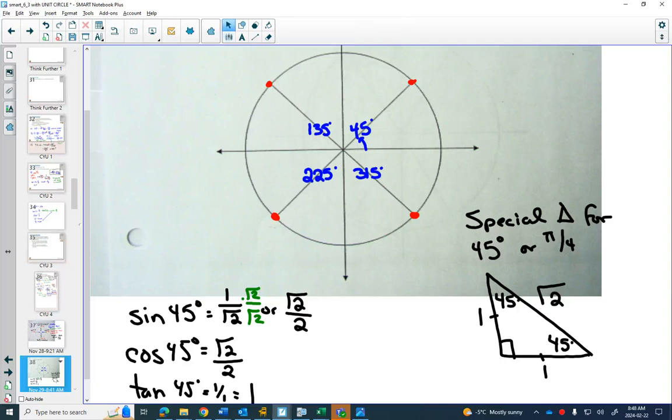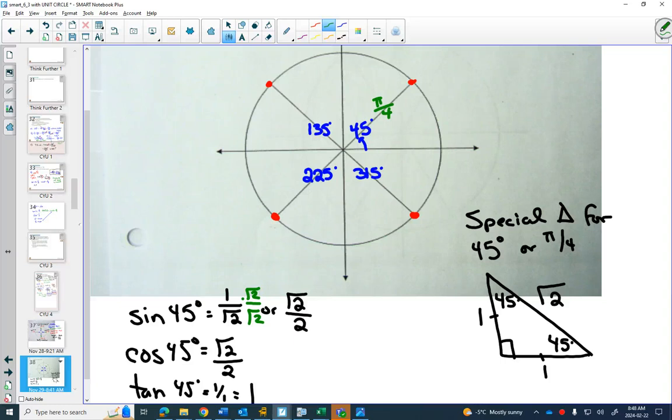We'll do the same thing in radians. 45 degrees is pi over 4. You can figure that out because pi radians is 180 degrees. And 180 divided by 4 makes 45. So you would have to take pi and divide it by 4 to figure that out.